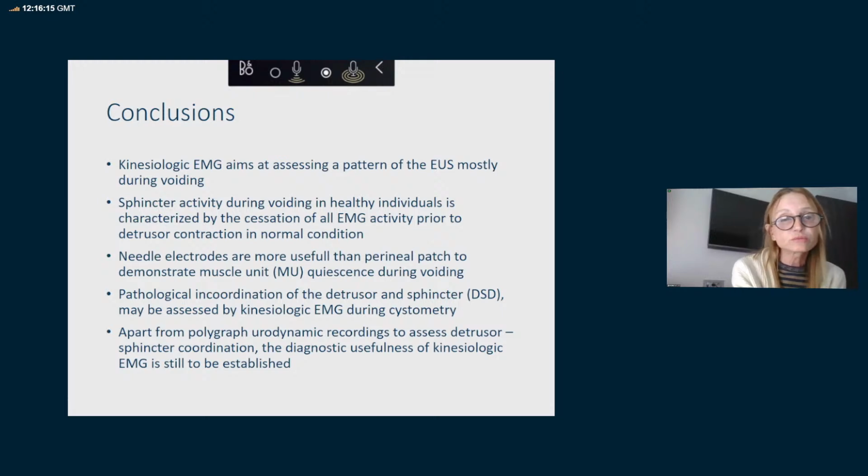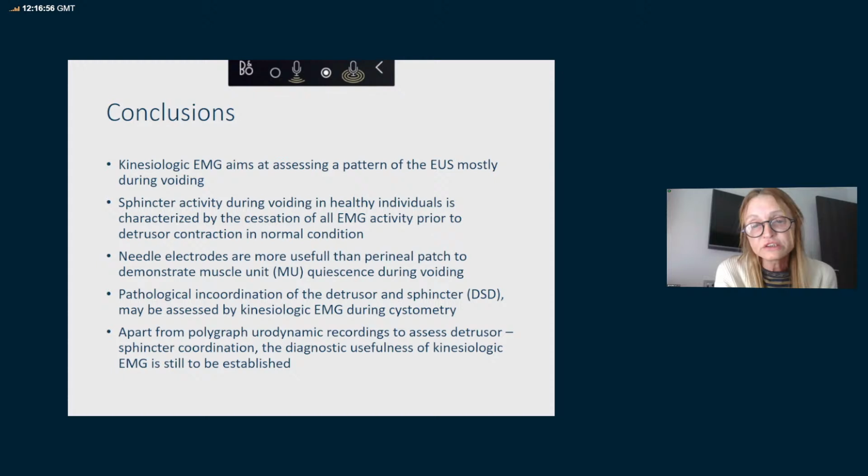So in conclusion, kinesiologic EMG aims at assessing a pattern of activity mostly during voiding, and sphincter activity during voiding in healthy individuals is characterized by the cessation of all EMG activity prior to detrusor contraction in normal condition. Needle electrodes are more useful than perineal patch to demonstrate muscle unit quiescence during voiding. However, needle electrodes are not always possible, especially in children.